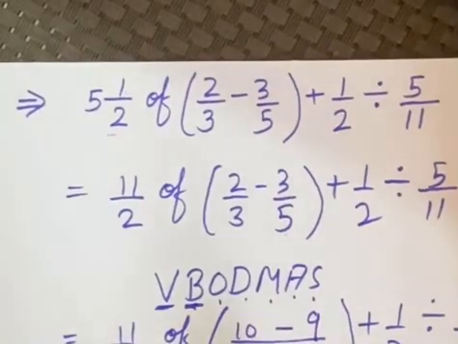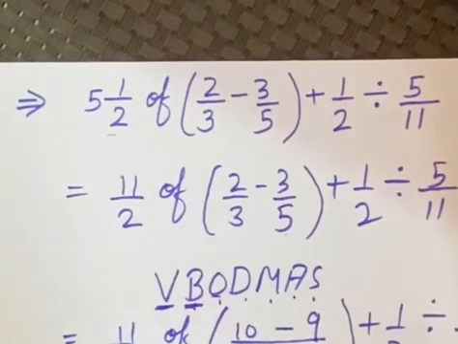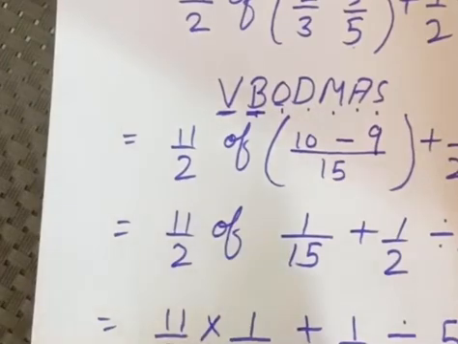Now we are left with of, addition, and division. By the rule, first we are going to solve the of, that is 11 by 2 into 1 by 15, plus 1 by 2 in division with 5 by 11. On solving this, what we will get is 11 by 30 plus 1 by 2 divided by 5 by 11. So we are left with addition and division.